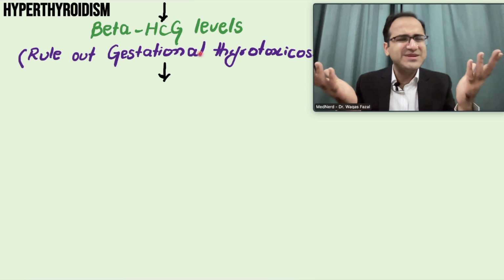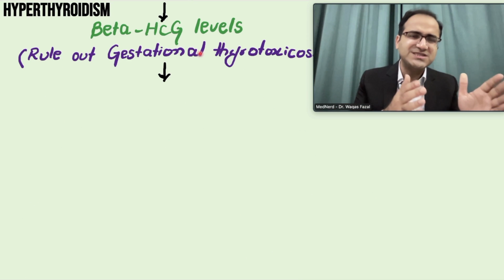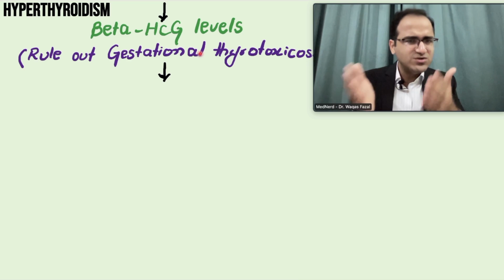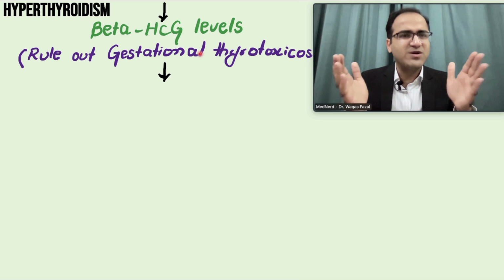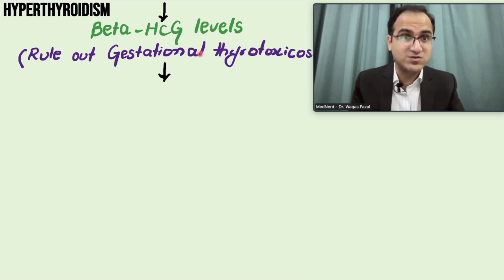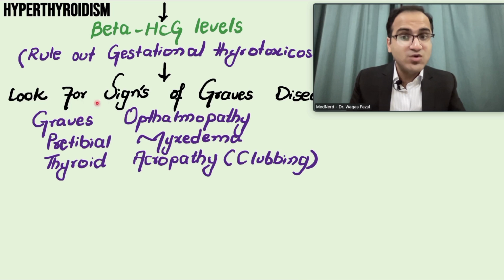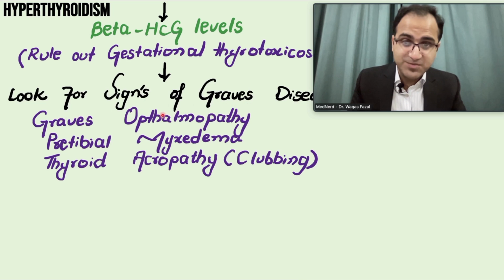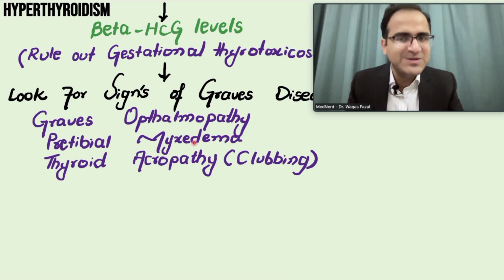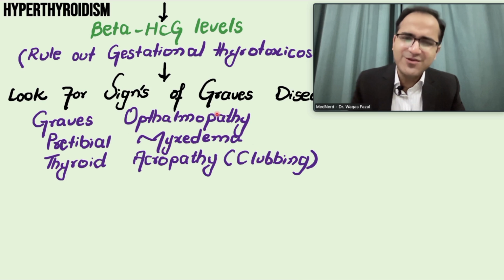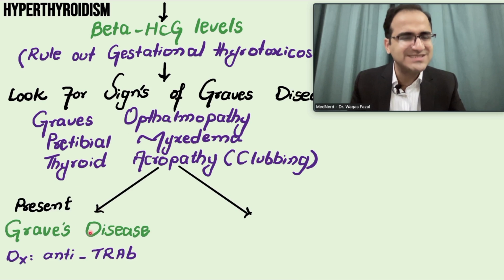It is not applicable in all cases, only in specific patients that are having pregnancy. You check the beta HCG levels to rule out whether it is gestational thyrotoxicosis or not. Other than that, you look for the signs of Graves' disease. You look for ophthalmopathy, pretibial myxedema, acropachy and clubbing. If you find these, most likely this is Graves' disease.